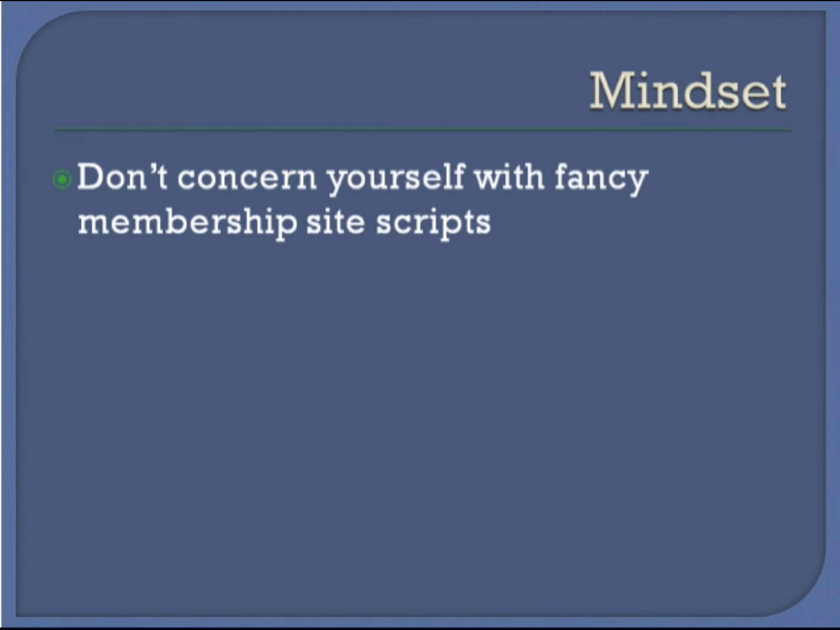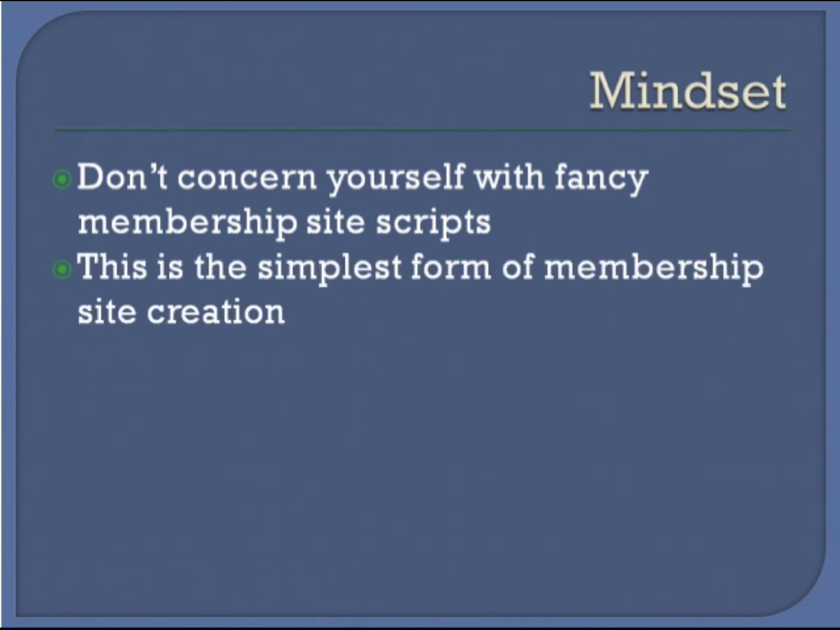And then you start looking into the membership scripts and you see how all these features are and this and that. And then when you begin to implement that script, you realize how complicated it really is. So what I want you to do is just think. This is the simplest form of a membership site that you can create. A fixed term membership site integrated with Aweber, GetResponse, or any other autoresponder service.